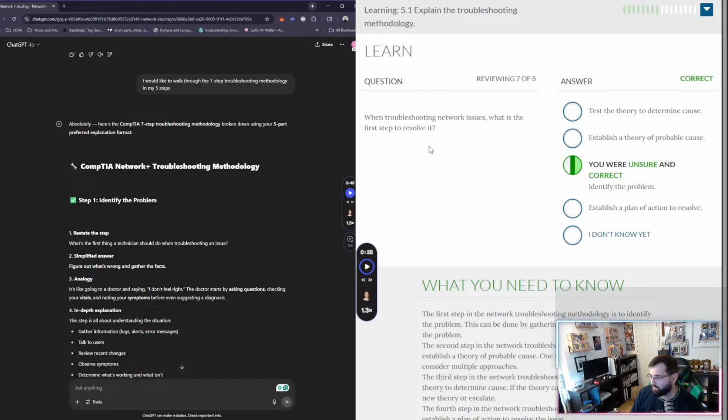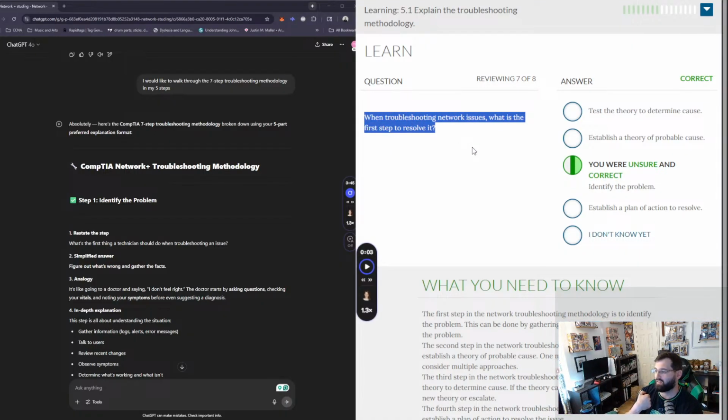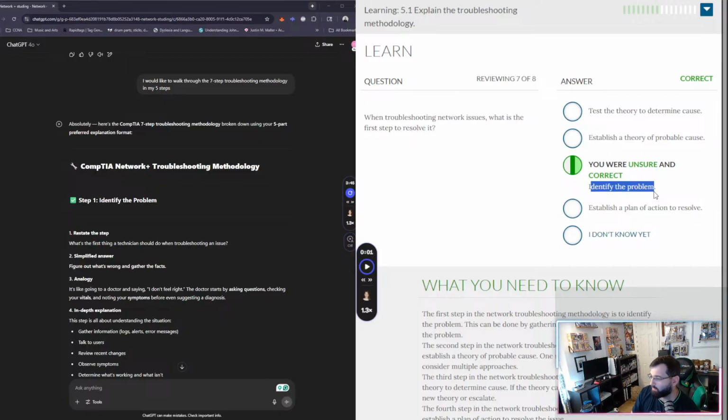Okay, good. All right, let's see what's going on with this thing. Troubleshooting network issues. What is the first step in resolving it? Very simple. It is identifying the problem. So let's see if we can put these in order without checking it first. Identifying the problem is number one. We can't establish a plan yet. Establishing a theory and probable cause is going to be number two. Testing the theory to see if it works is going to be number three. And then establishing a plan of action and resolve is going to be number four.